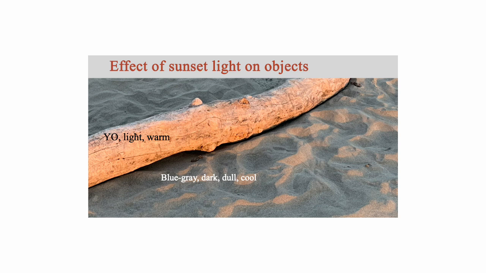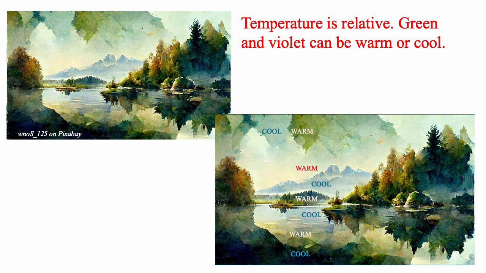To show the colors of sunset on objects, you can see that this log is yellow-orange, light, and warm, and it's against a sand that's blue-gray, dark, dull, and cool. Color temperature and saturation are relative, whereas we can measure value contrasts. Green and violet can be either warm or cool depending on their surroundings.